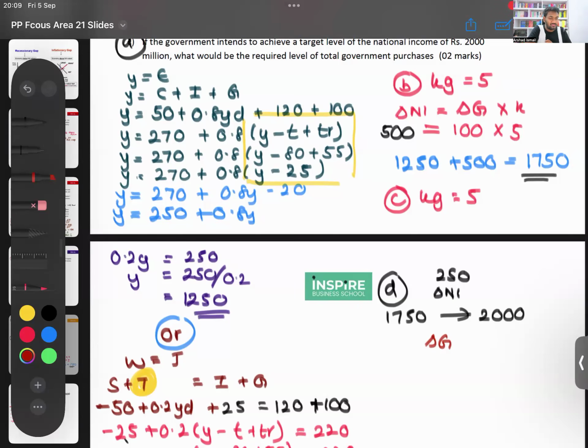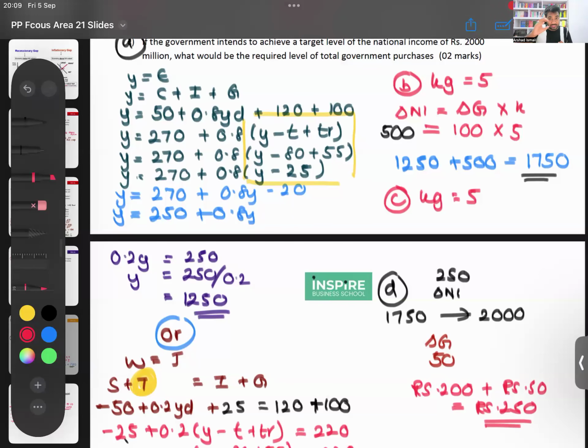Or you can change from the 1,750. You get the same answer, right? So government spending has to change by 50. So how much should your government spending then be? Right now, the updated one is 200. If another 50 gets added, then it will be 250. So if your government spending is 250, you can get that national income of 2,000.